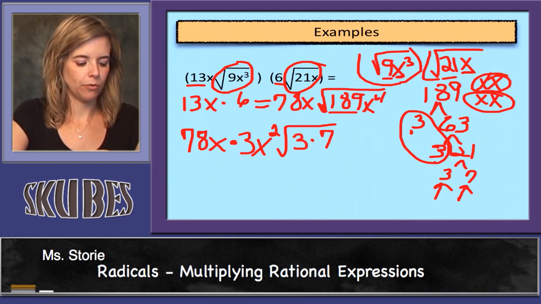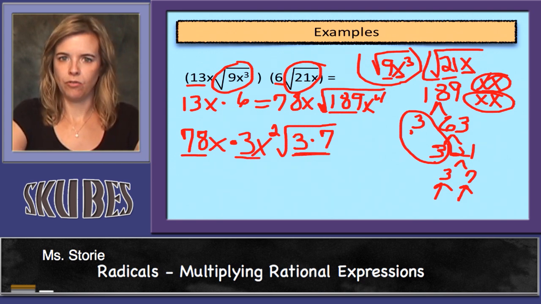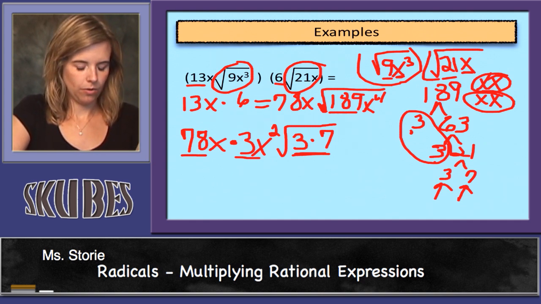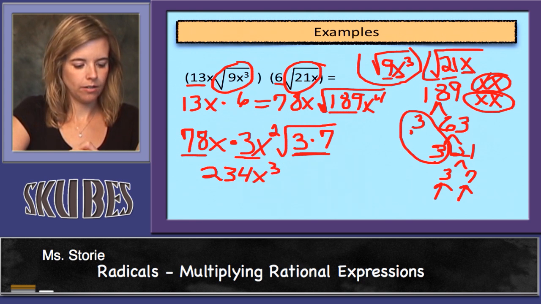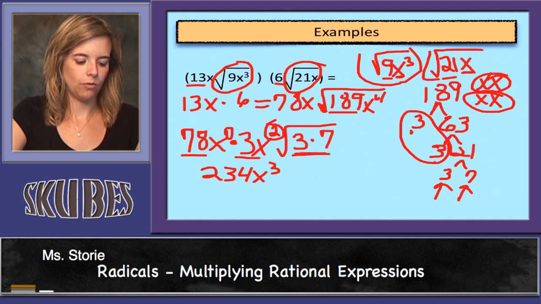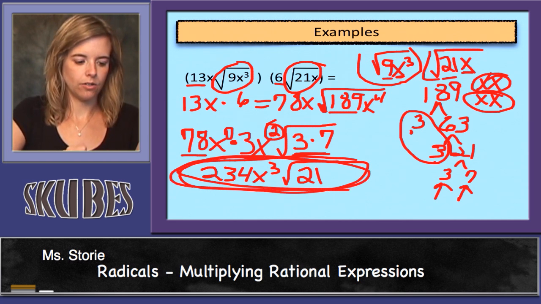Almost done, we have to finish simplifying. So we're going to multiply these two, and then under the radical we need to simplify as well. So when we multiply 78x times 3x squared, we're going to get 234x to the third, because remember when you multiply exponents you really add them. And then under the radical sign you're going to get 21. So this right here would be your final answer.